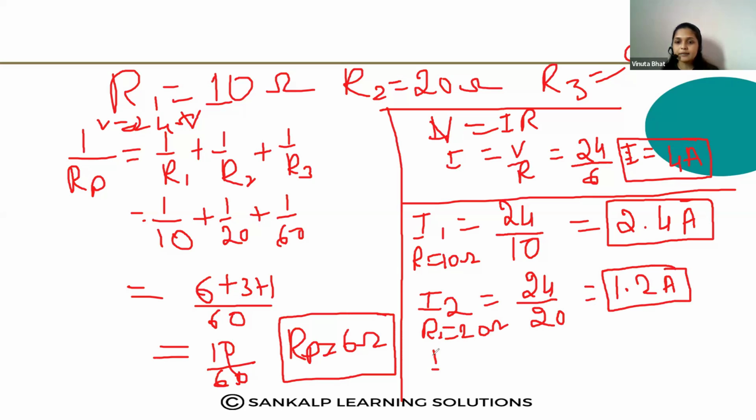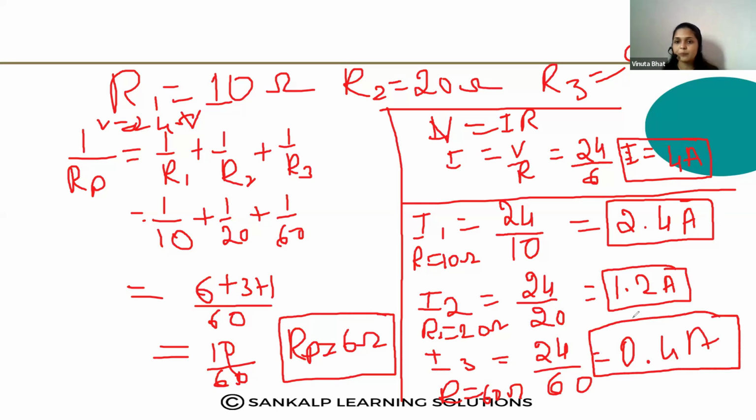And find out I3. I3 is equal to, R3 is equal to 60 ohm. So 24 divided by 60. So what is the value of 24 divided by 60? That is equal to 0.4 ampere. I3 is equal to 0.4 ampere.